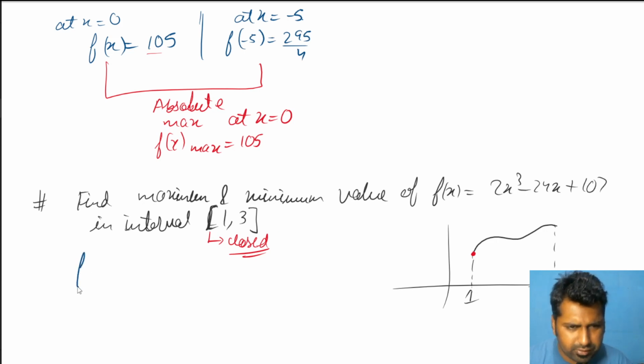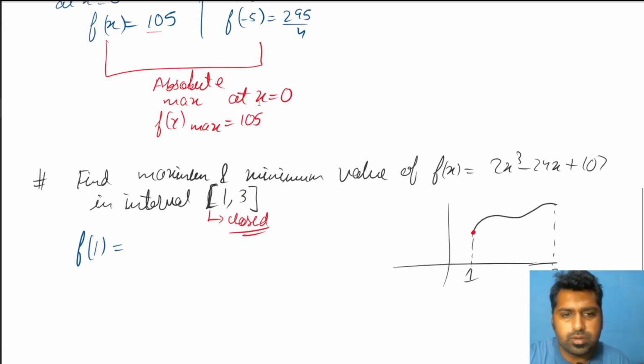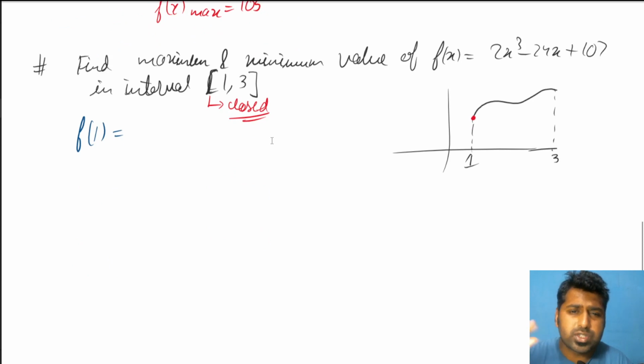So let's calculate f of 1 and f of 3 directly. Okay, first of all, this is just one additional step when the interval is given and it's a closed interval. Remember that. Open interval doesn't matter. We just directly do f dash x. So I'm doing this step first and then we'll do the differentiation part of it.